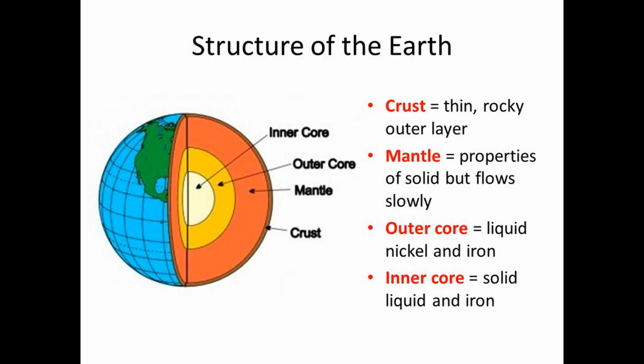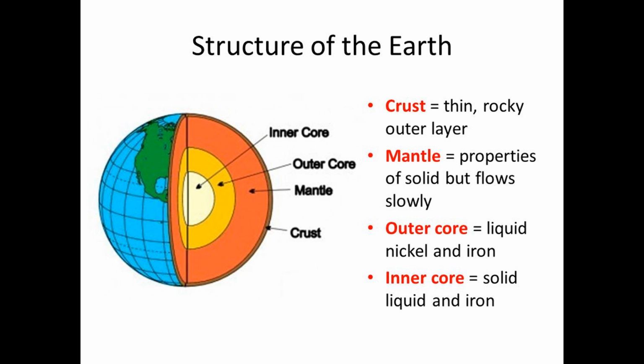So our earth is divided into structures or layers, and there are 4 of them. We have the inner core, which is this white piece in the center. We have the outer core, which is this yellow part. Then we have the mantle, and then we have the crust, which is the outside part that we are standing on. So the crust is the thin, rocky outer layer.